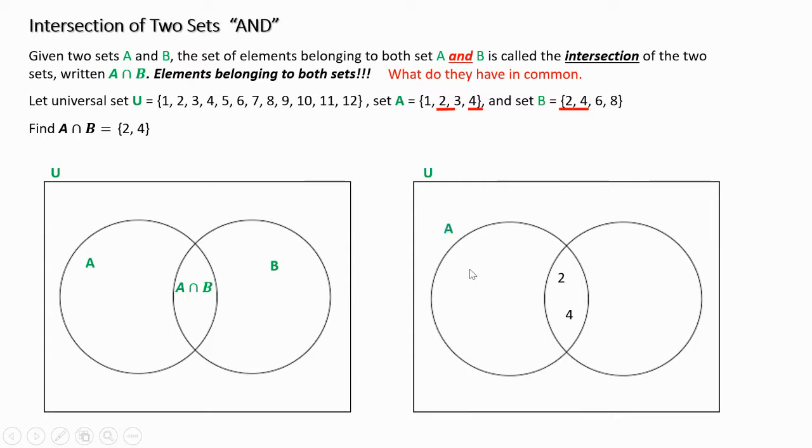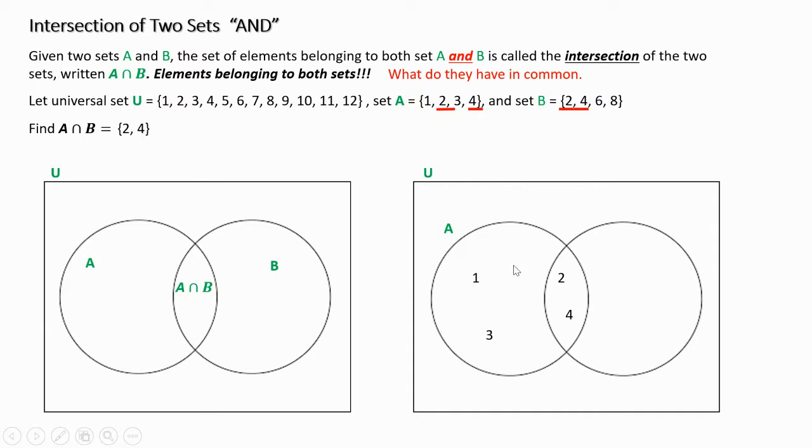Right, so set A is going to be 1. There's my 2. I need 3. And there's my 4. You see, so this is set A: 1, 2, 3, 4. And here is what set A and B have in common.